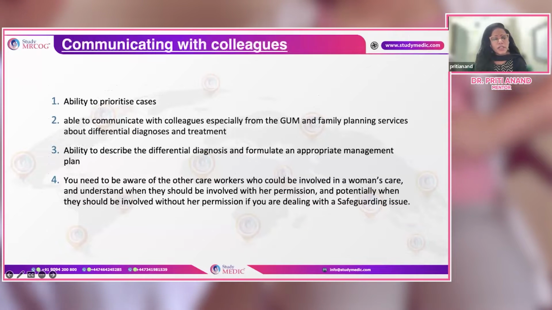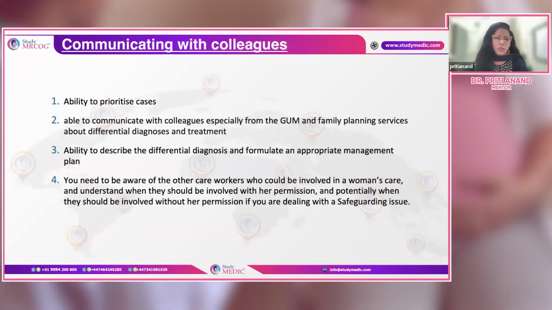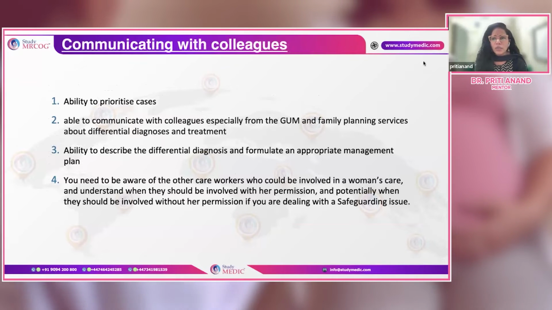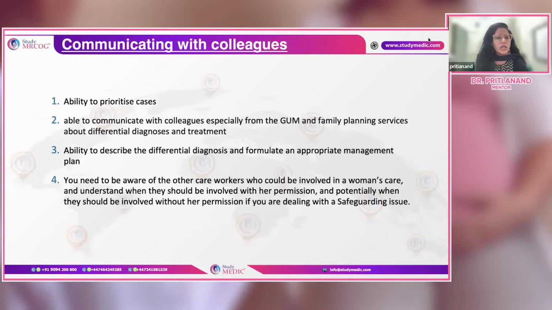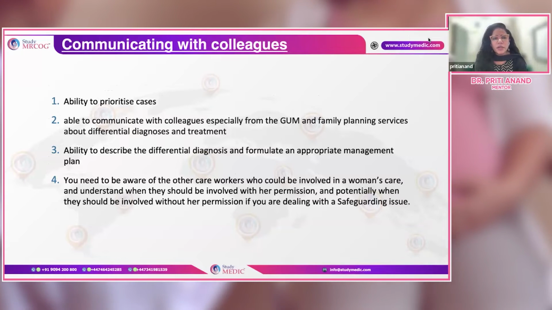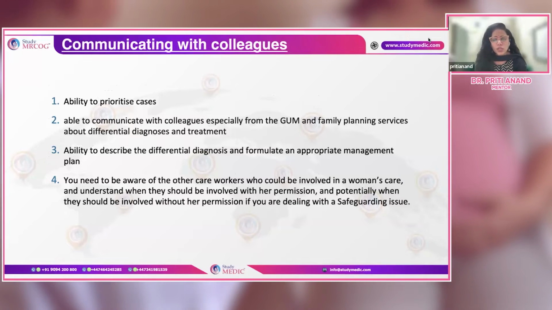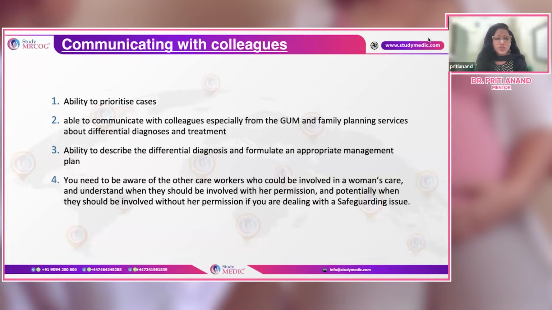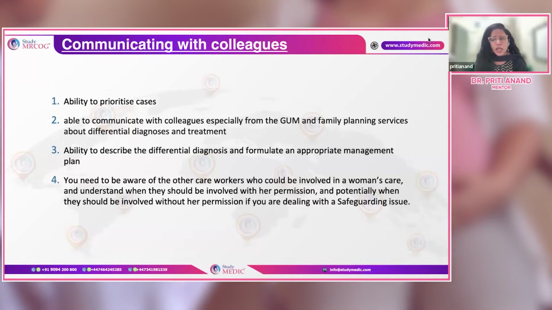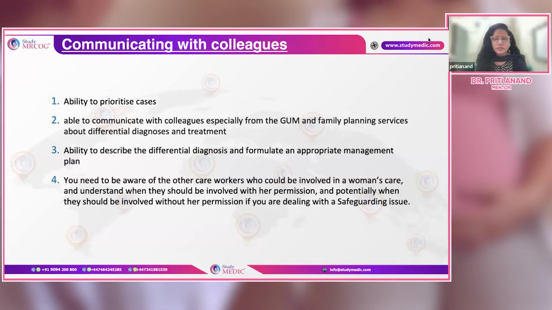Communication with colleagues: ability to prioritize your case, and ability to communicate with colleagues, especially with the GUM clinic and family planning services, about differential diagnosis and treatment. You should be able to describe the differential diagnosis and formulate an appropriate management plan. You need to be aware of the other care workers who would be involved in the patient's care and understand when they should be involved with her permission, and potentially when they should be involved without her permission if you are dealing with safeguarding issues.